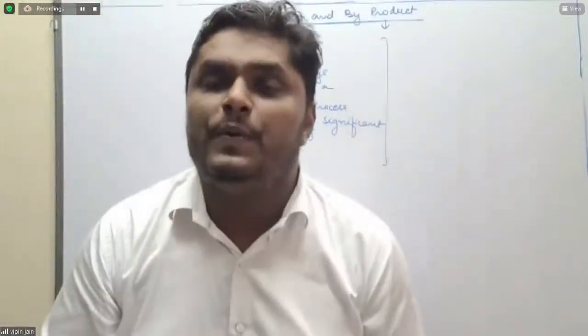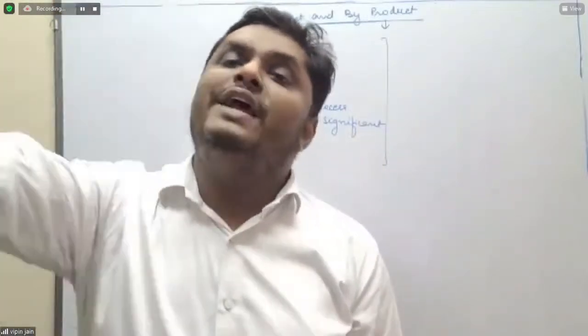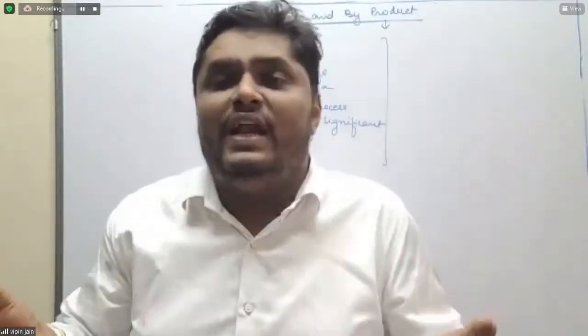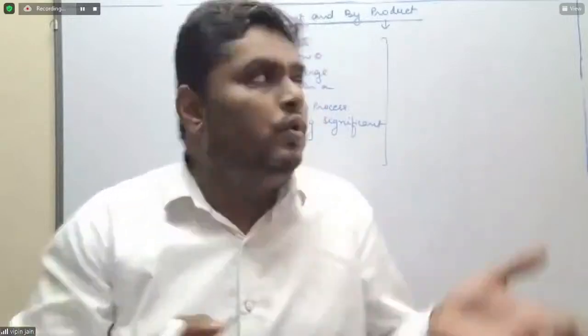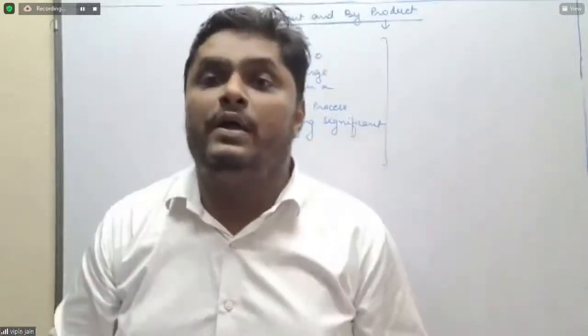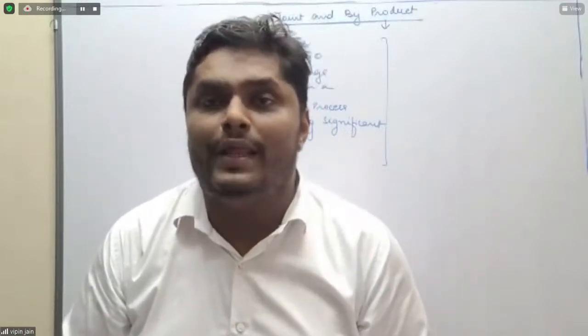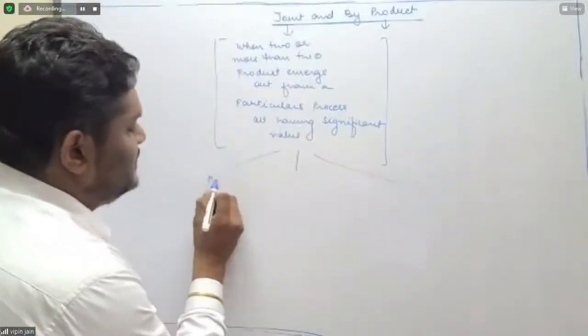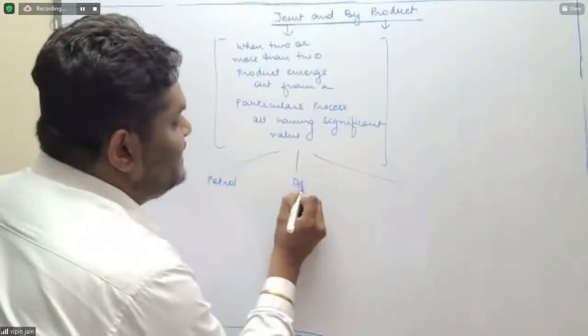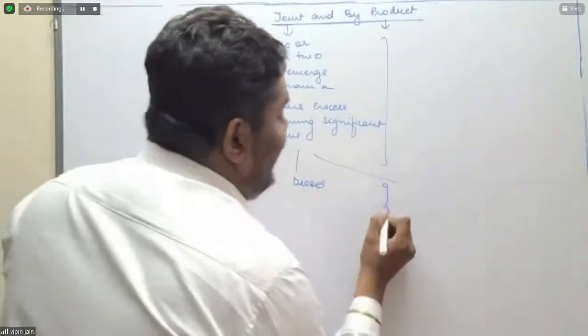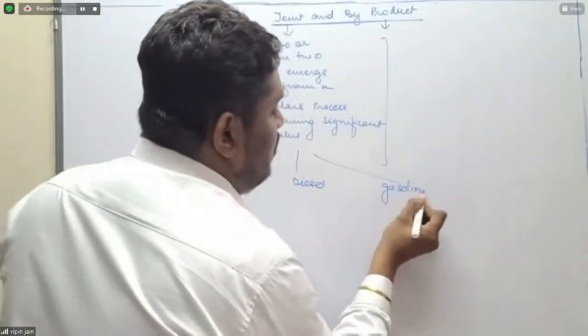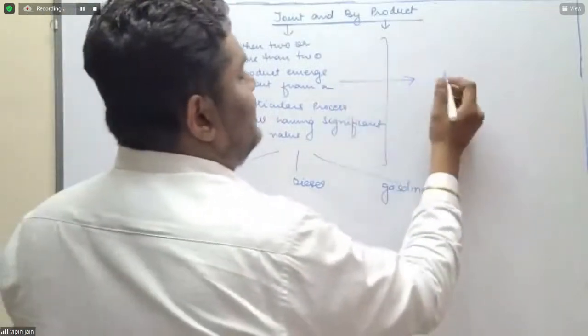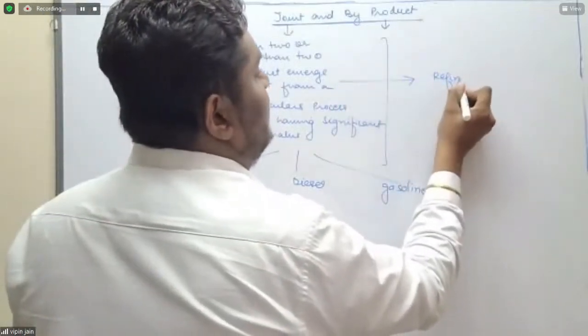When from a particular process, if two or more than two products emerge out, and all these products that emerge out have significant value or have identical value, then these products are known as joint product. Let's say if we are into business of refining of crude oil, and let's say 4-5 products emerge out. Let's say petrol emerges out, diesel, gasoline. And this process, let's call this process as refining of crude oil.